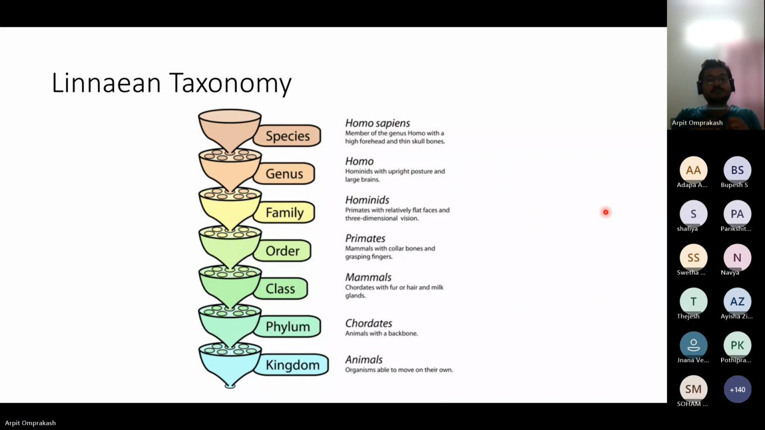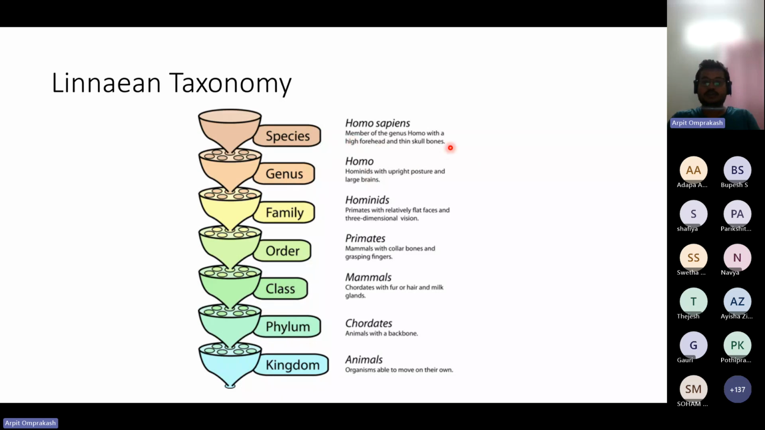Based on the different characteristics of different organisms, they are divided into different groups called species. So one species is, let's say, Homo sapiens. We are Homo sapiens. A species, Homo sapiens, is all the organisms who look like us, who are us genetically and all that. Genus is a group of species that are related to each other.